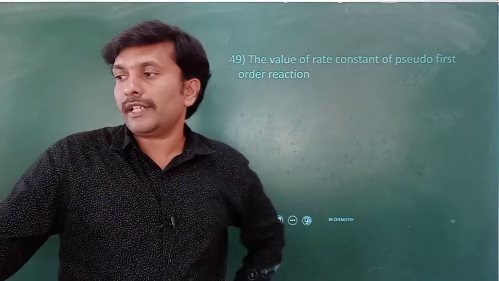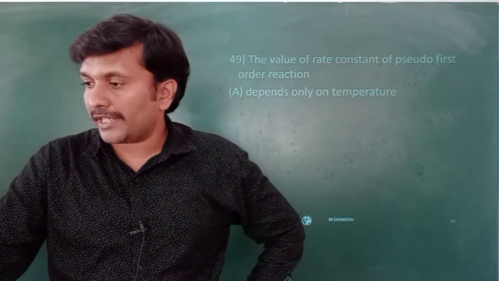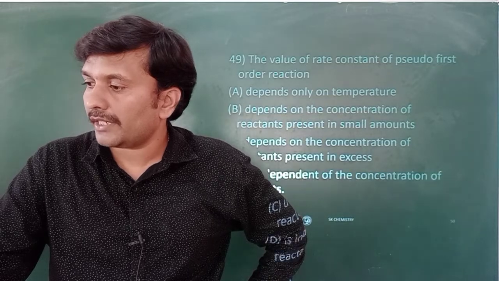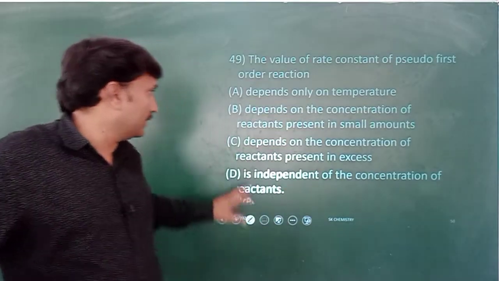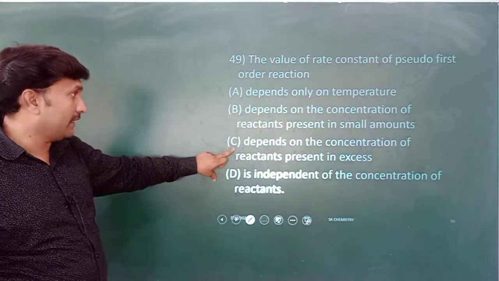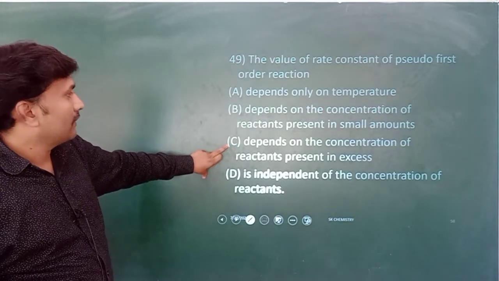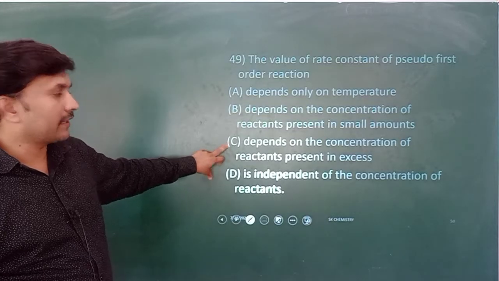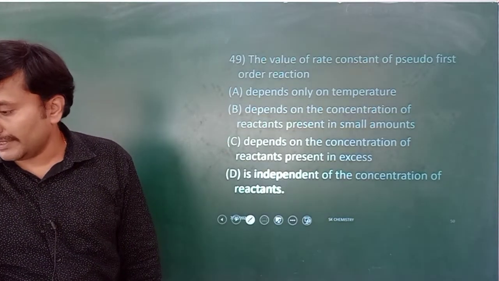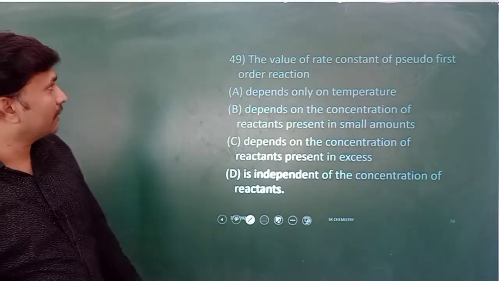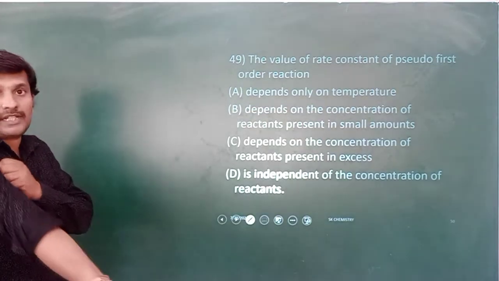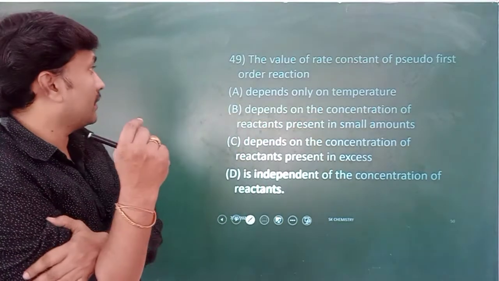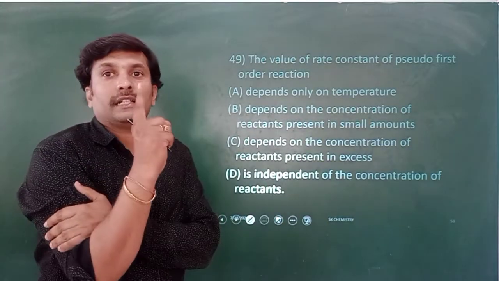The value of the rate constant of a pseudo first order reaction: depends only on temperature; depends on the concentration of reactants in small amounts; depends on the concentration of reactants present in excess; it is independent of concentration of reactants. Which of the following statements is correct? The value of rate constant they are asking, rate constant, not the rate of the reaction. So rate constant depends only on temperature.